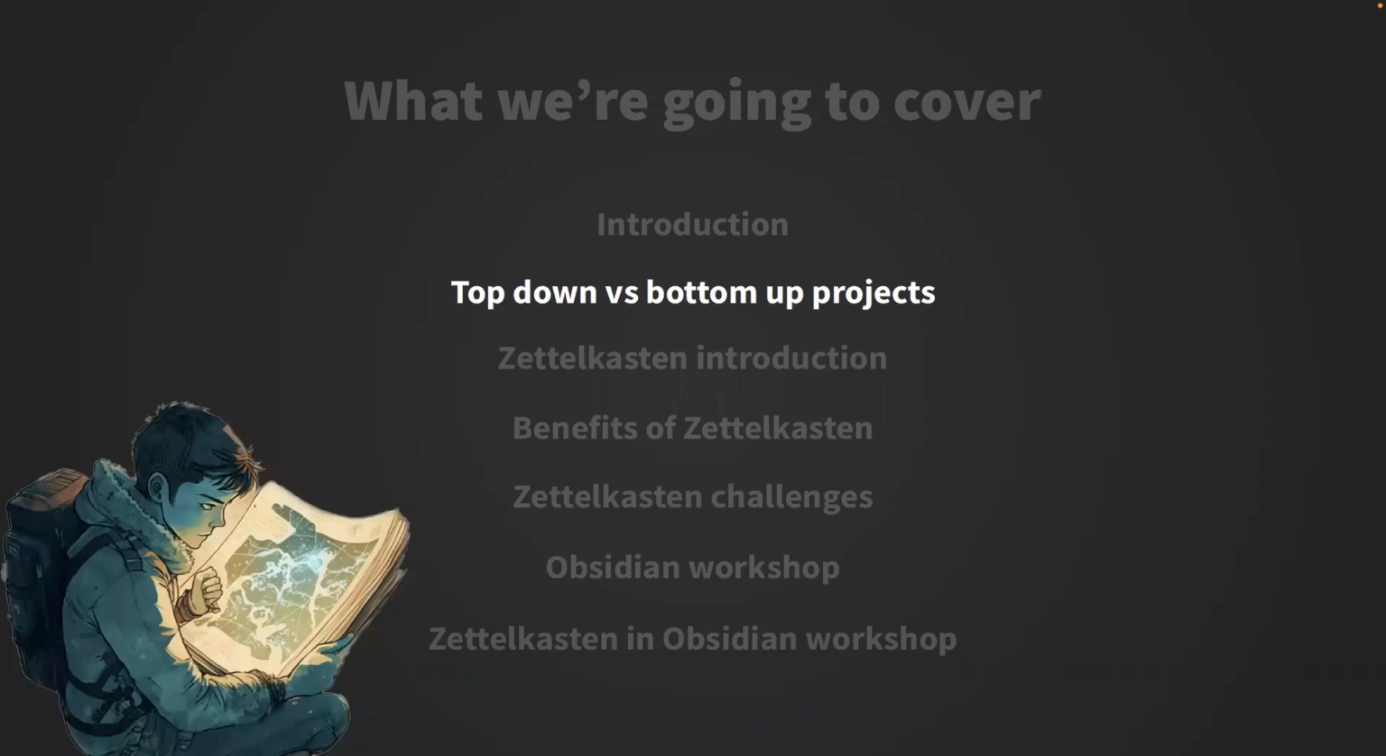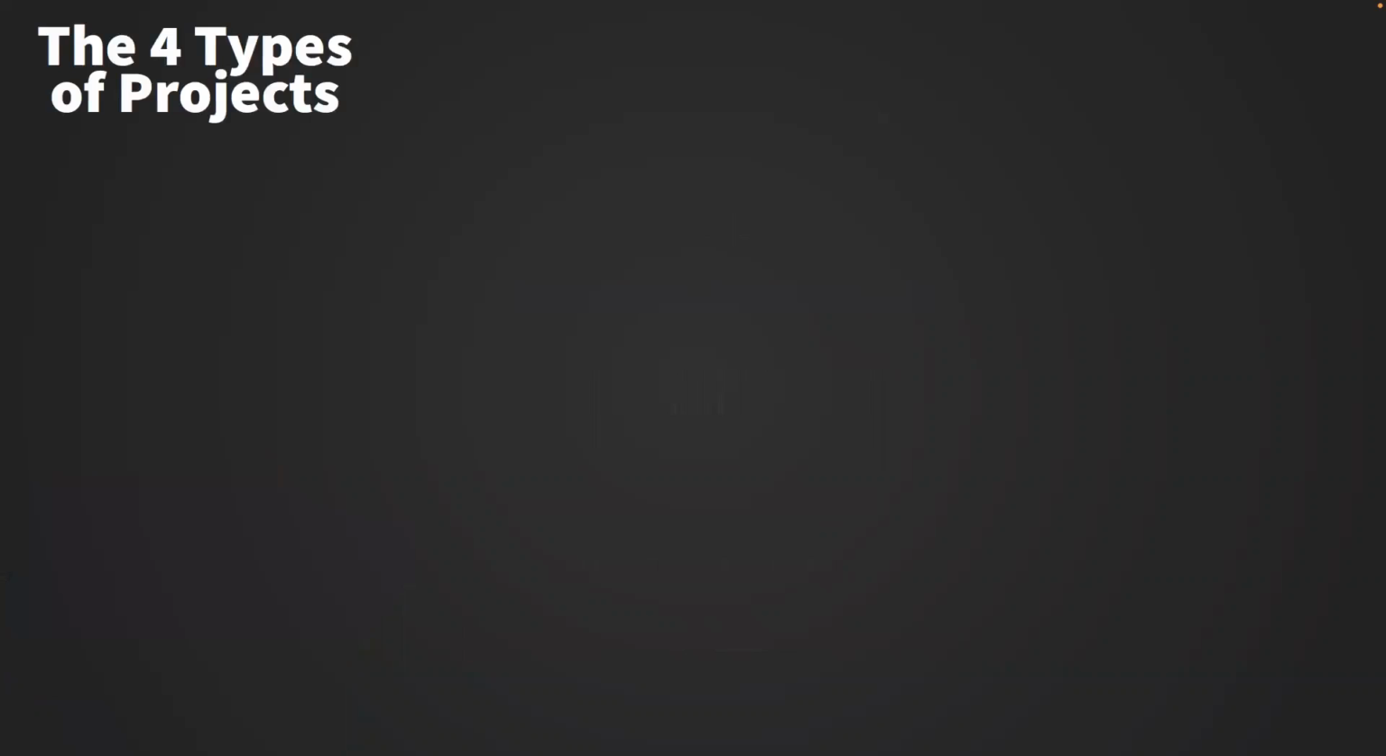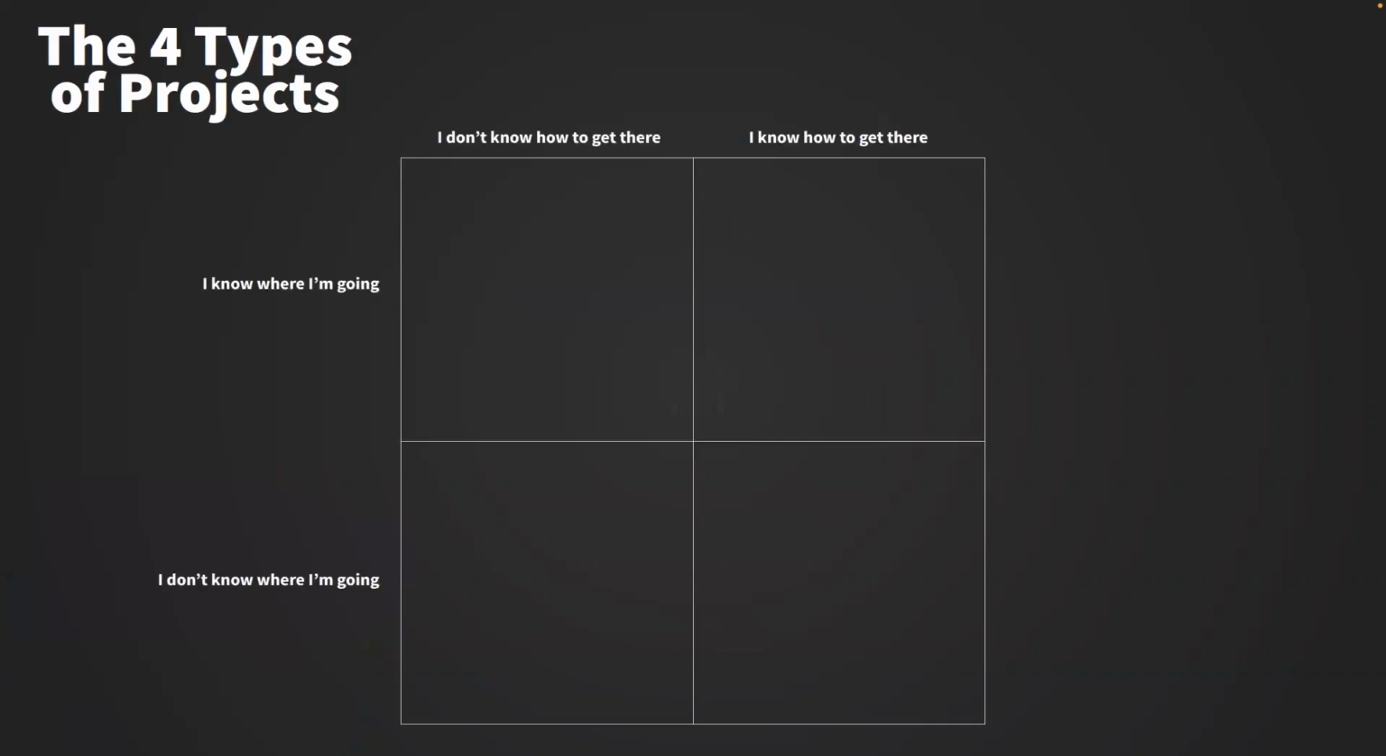So let's think about projects. And there are two types of projects really, top down and bottom up. Well, I say there are two types, there's actually 4 types of projects. So there's this grid. I actually love this because I start questioning the kinds of things I'm working on, and I say, what kind of project is this?